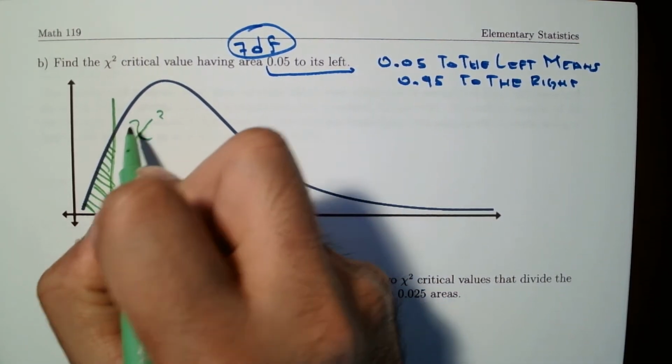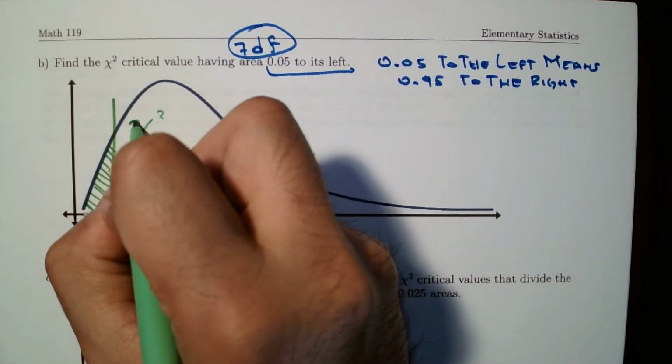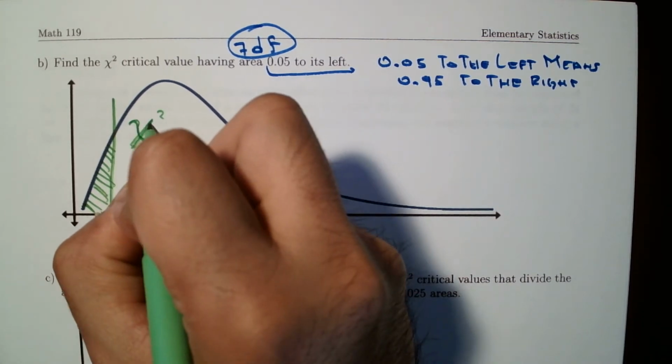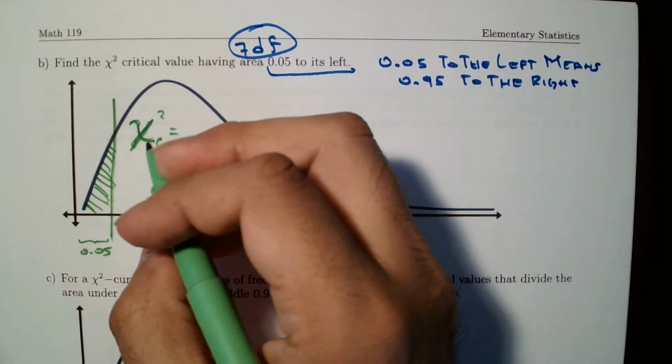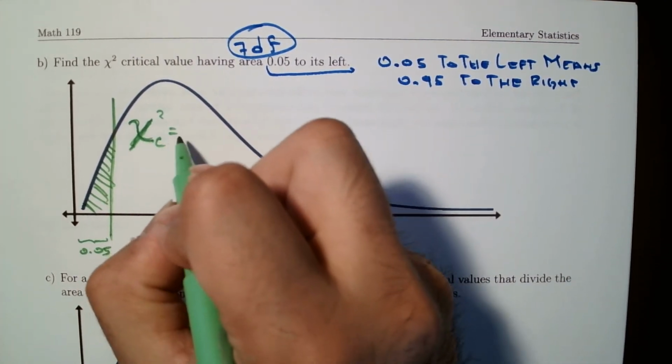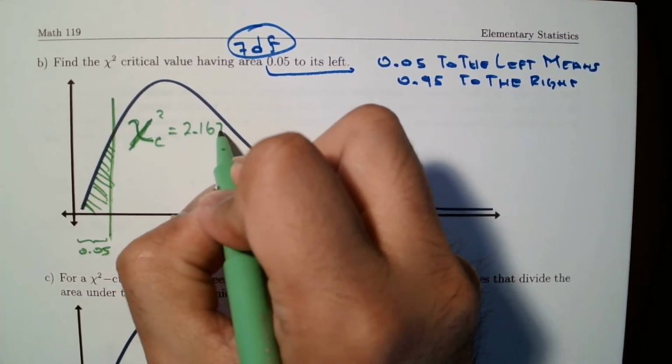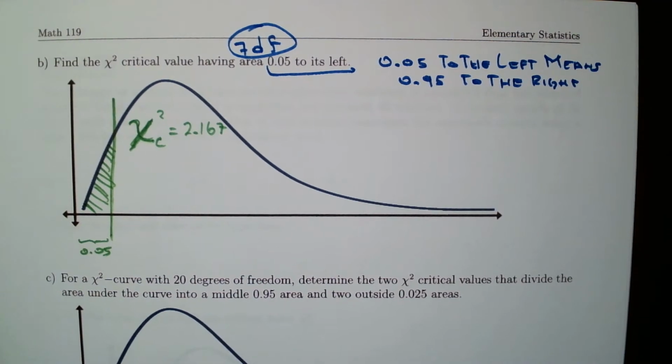Okay, so in this case, the chi-square critical, notice it's not an X. It's curvy over here, and this one is actually diagonal. So this is 2.167. That's the critical value.